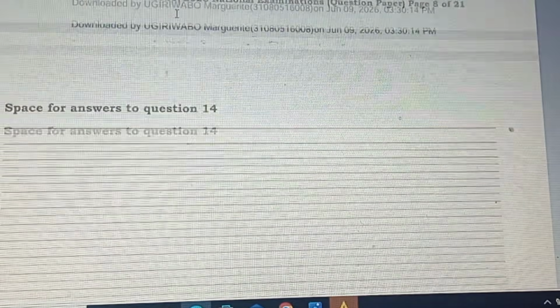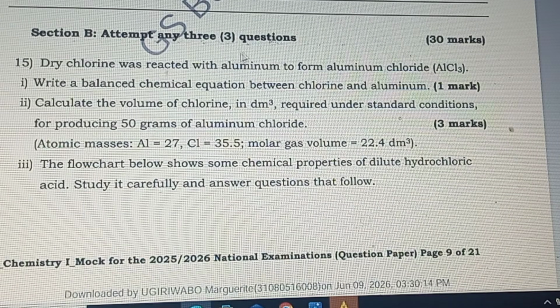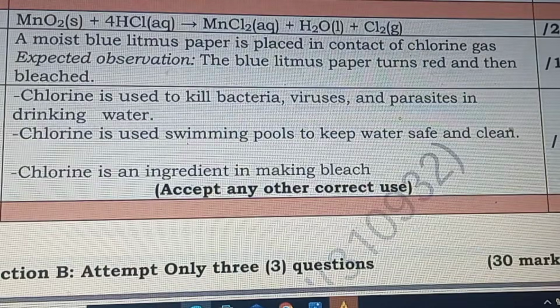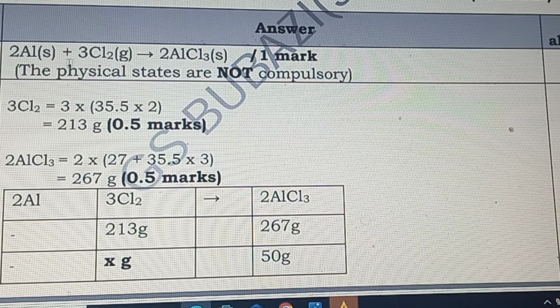Let's continue to section B, attempt 3 questions only. Question 15. Dry chlorine was reacted with aluminium to form aluminium chloride. Write a balanced chemical equation between chlorine and aluminium. Aluminium reacts with chlorine, you get aluminium chloride, and then balance the equation.